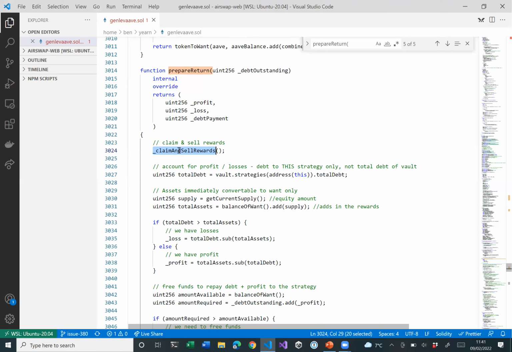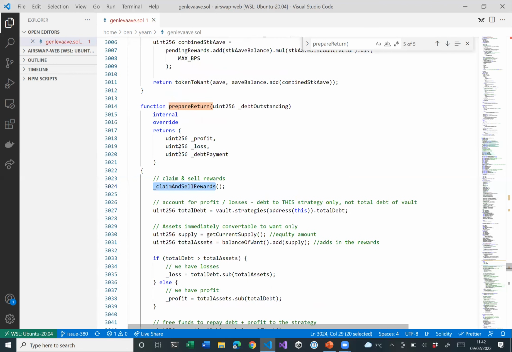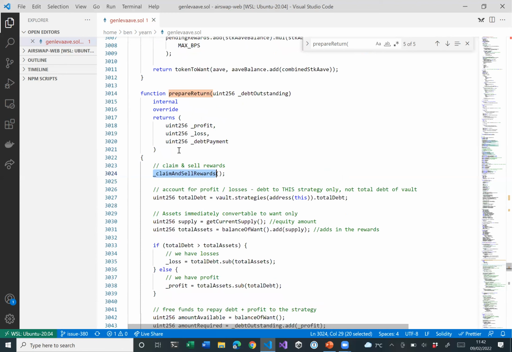It doesn't look like it has. As far as I know, this prepare return is the function that the bot, I think it's the keeper bot, calls to see whether the strategy is profit or loss. But I don't know, if it's internal, how can it call? Maybe there is another function within the contract that calls that function, prepare return.